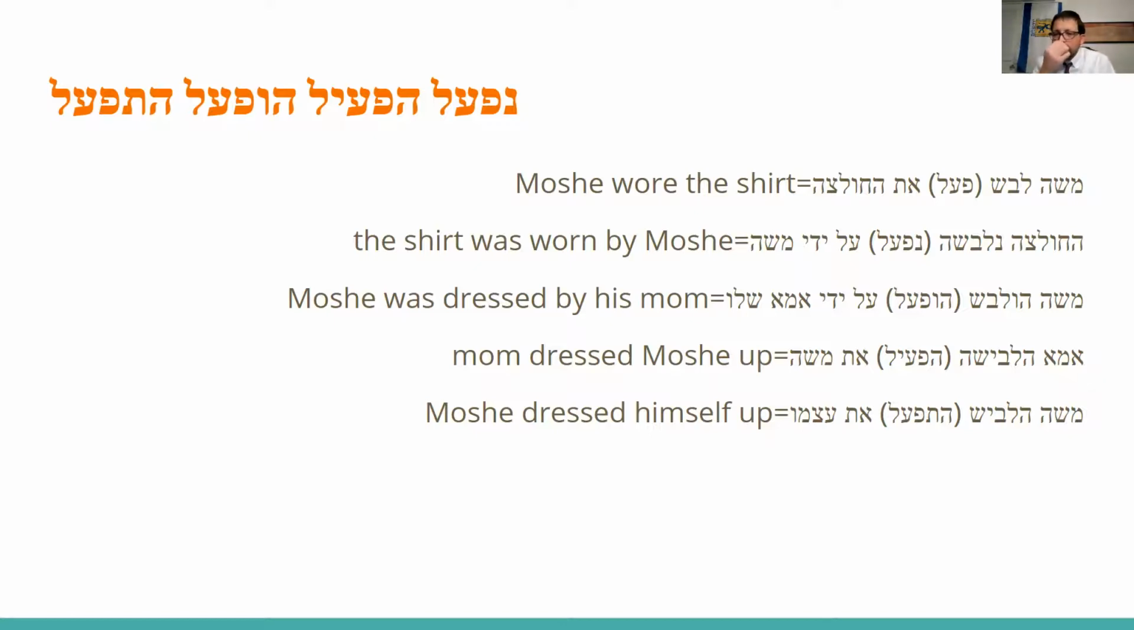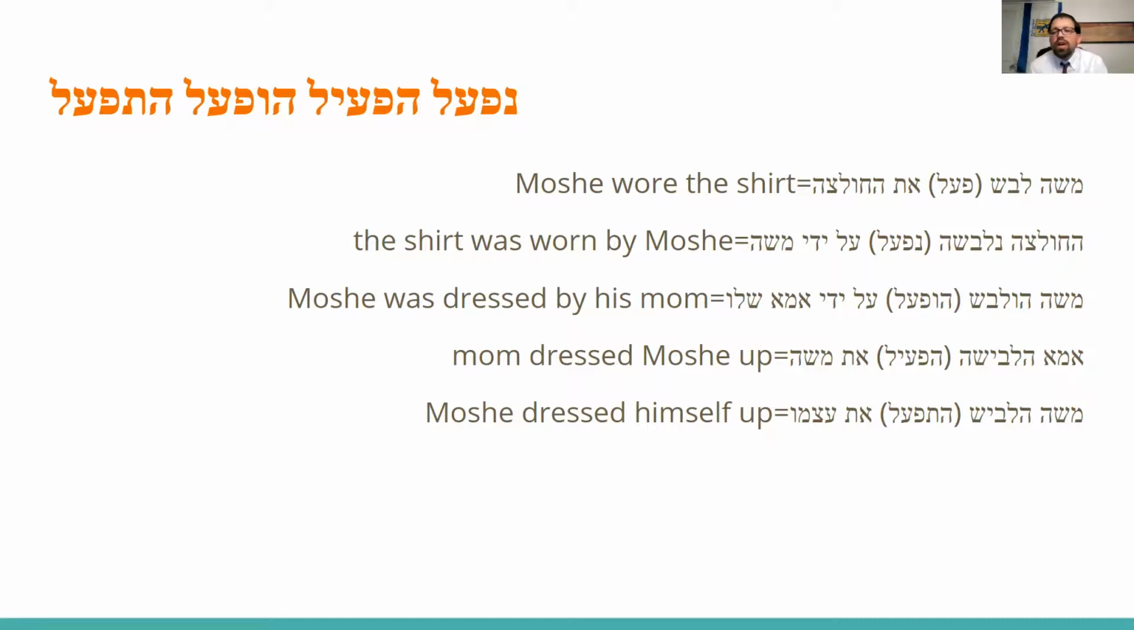So another perspective is, what if you're talking about only Moshe and his perspective? So Moshe hu bash al yedei ima shelo. Moshe was dressed by his mom. So that's hufal. You're talking about what was done to Moshe. What if you were just talking about mom? Right? Ima helbisha et Moshe. Mom dressed Moshe up. Hefil. You're saying, what did mom do? Mom dressed Moshe up. And what if Moshe dressed himself up? You have one that's a combination of both hefil and hufal, which is hitpael.